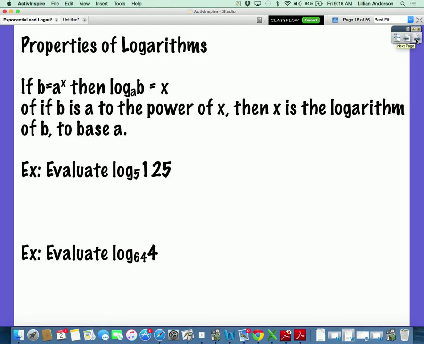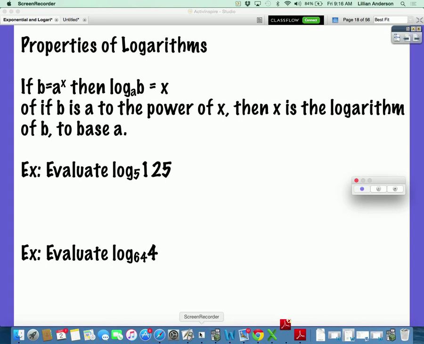Properties of logarithms. Switching over into logarithms. This is pretty much the end of the exponentials. We already talked about solving exponentials, the laws of exponentials, and we just talked about the graphs of exponentials. So the main thing that you need to realize is that if you have an exponential function, b equals a to the x, then log base a of b equals x. So if b is a to the power of x, then x is the logarithm of b to base a.